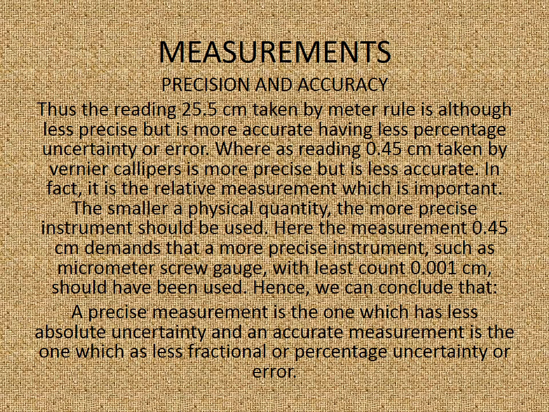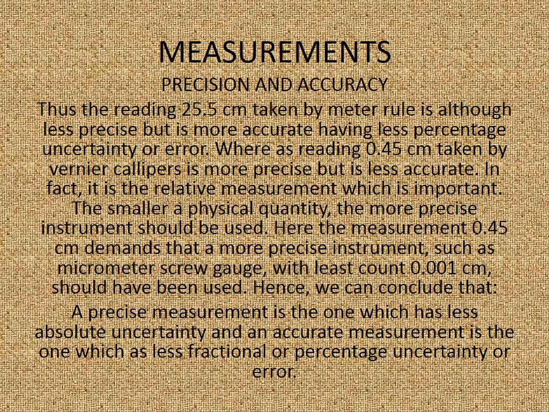Thus the reading 25.5 cm taken by meter rule, although less precise, is more accurate, having less percentage uncertainty or error, whereas the reading 0.45 cm taken by vernier calipers is more precise but is less accurate. In fact, it is the relative measurement which is important. The smaller a physical quantity, the more precise instrument should be used.